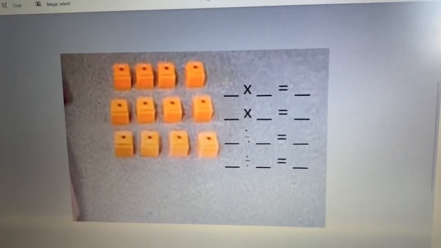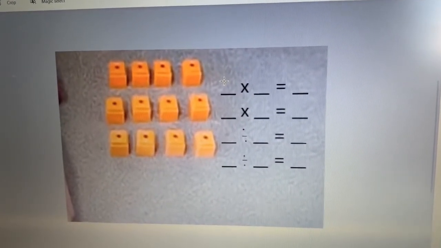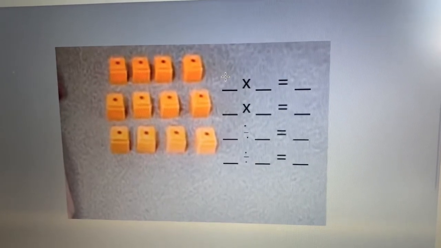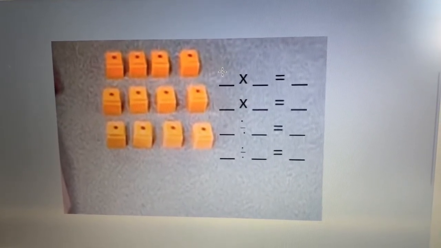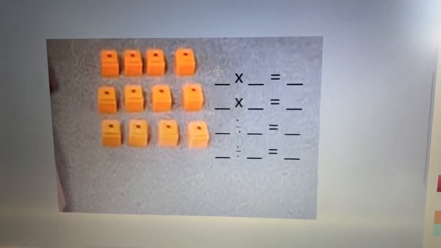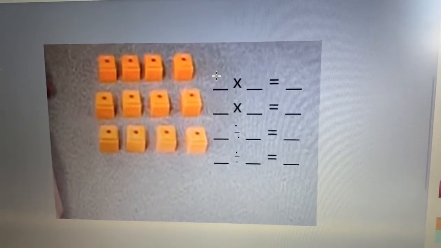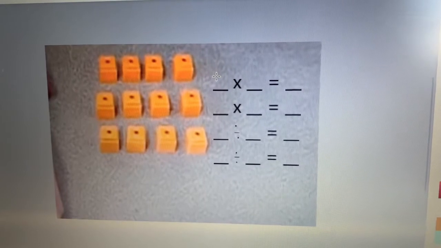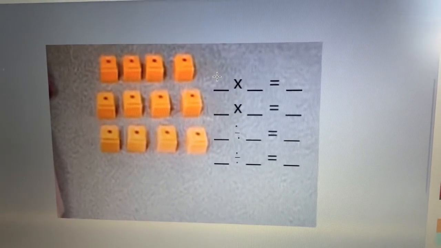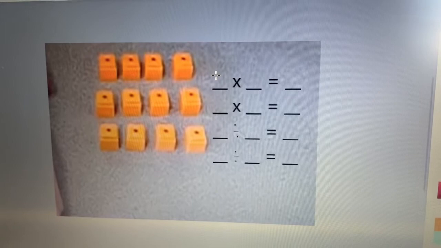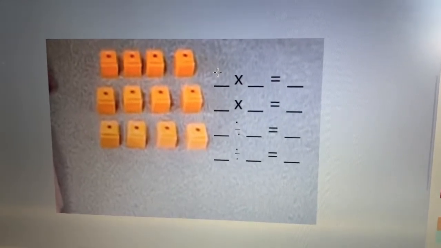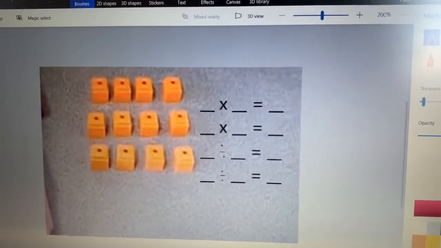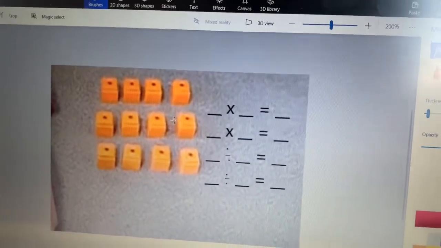Okay, so I'm going to now move to show you my screen. You've got something a little bit similar to this. I've got some Multilink here that represents an array, and I've got to come up with all the different facts that I can derive from this. So I know that I'm going to have two multiplication statements, because with multiplication you can do the inverse, and again two division. Looking at what this actually represents, it is 3 times 4.